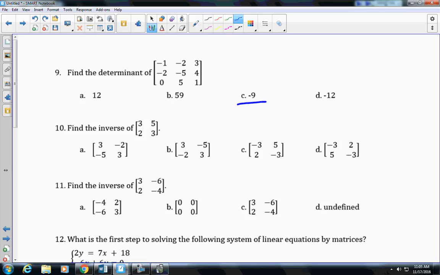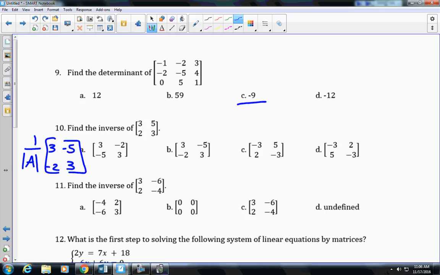Okay, the process for finding an inverse by hand is to do 1 over the determinant, whatever it is, times, and now you need to rearrange that. So you rearrange this one and this one, it's just they're the same this time. And then you make this one negative and that one negative because they were both positive. Okay, now you do scalar multiplication.